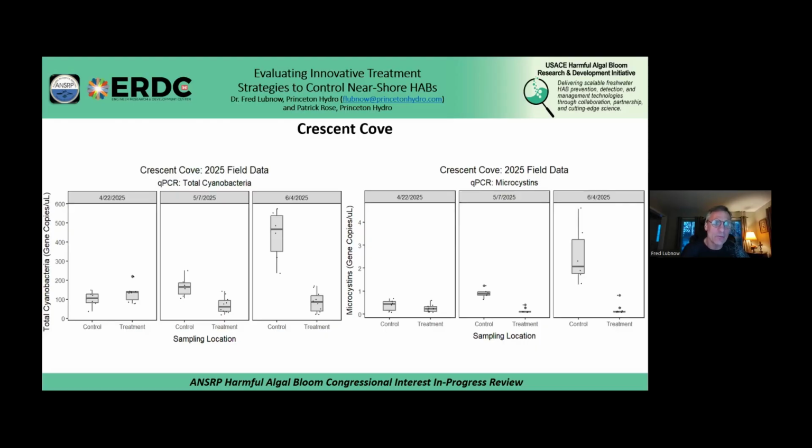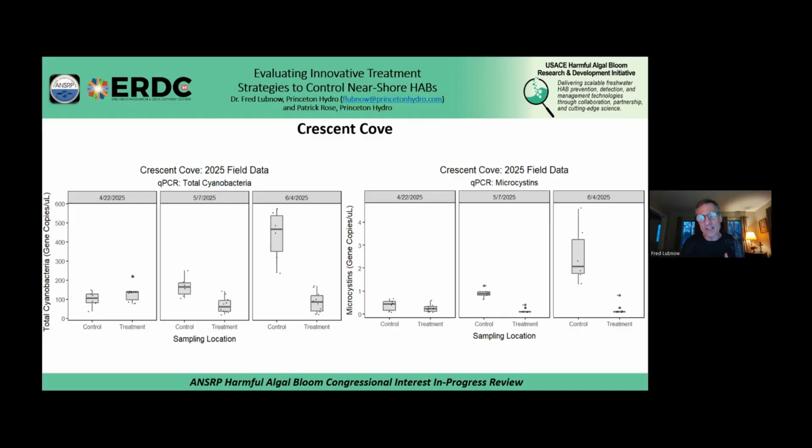This is qPCR data. So what this is measuring is genes. And so the three box plots on the left show the total genes that you would need to have if you're a cyanobacteria. What's interesting is it's another way of measuring cyanobacteria. So not surprising, you would expect, in the treated area for the cyanobacteria number of genes to decline, and they did.